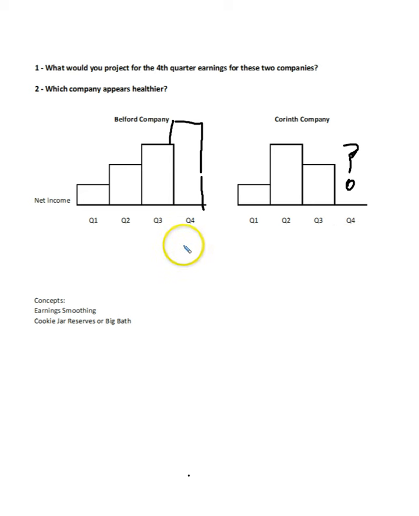This may be what really happened to each of these companies, but it's also possible that Belford indulged in a little bit of what we'll call income smoothing or earnings smoothing, meaning that they may have actually had the income over here that Corinth had for the second quarter and third quarter, but what they did is, they took some out of their second quarter and moved it over to the third quarter so that it would look like there'd been steady growth. So they, in essence, shrunk the second quarter and moved some of those earnings over to the third in order to have the appearance of steady growth.